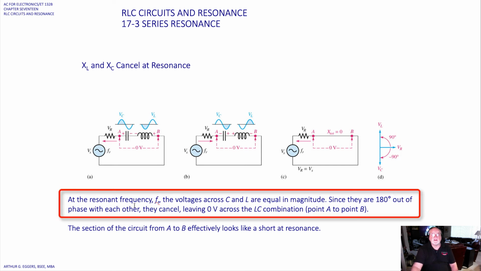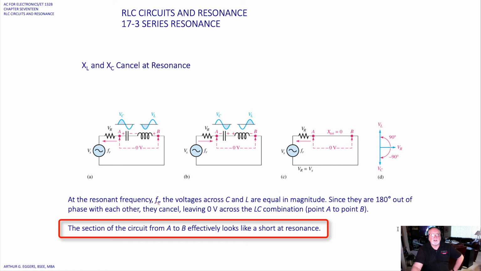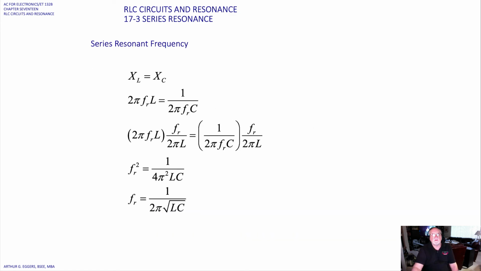So at the resonant frequency f sub R, the voltages across the capacitor and the inductor are equal in magnitude. Since they're 180 degrees out of phase with each other, they cancel each other, leaving 0 volts across the L and C combination, point A to point B in the circuit. The section of the circuit from A to B effectively looks like a short at resonance.